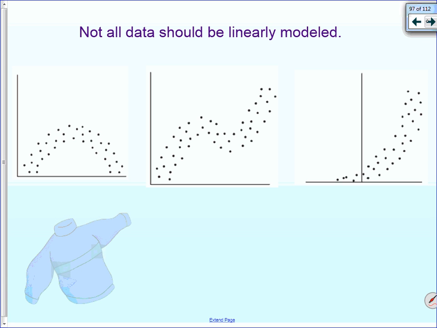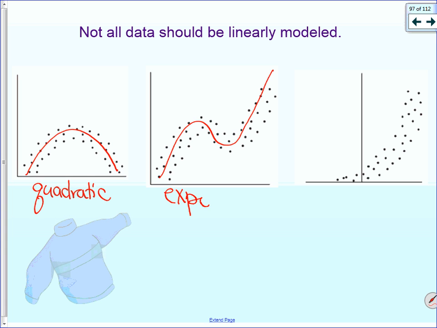So we found the equation of that line. Now all data will not be linear. This is called quadratic data. Sometimes data will go up and down. Sometimes data will go up, down, and up. This is exponential. I'm sorry, this is cubic, meaning you're going to have an x to the 3rd power in the equation. And this data is exponential.